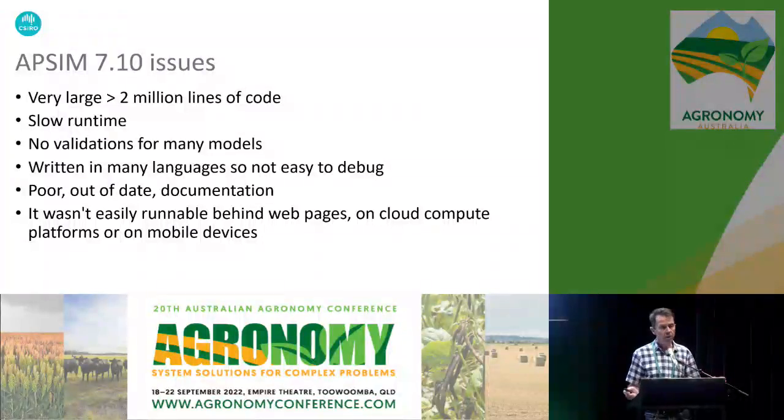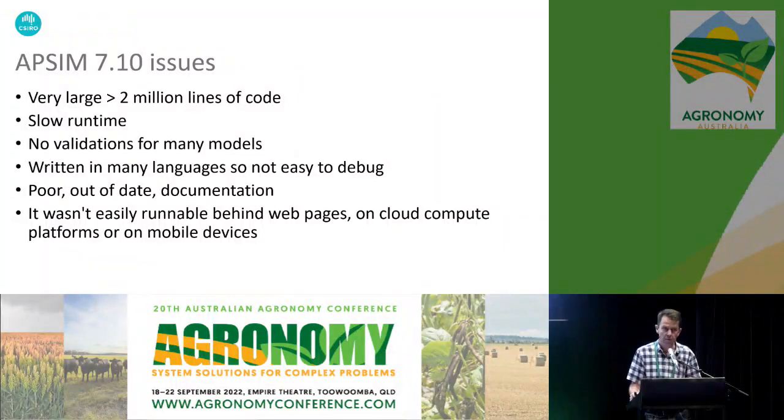But having said all of that, the old APSIM 710 does have its issues. If you've used 710, you probably know about most of these. Internally, it's a very large source code base. There's over 2 million lines of code, which is just a maintenance burden. It's very hard to get funding these days to actually maintain and keep the wheels turning. It is slow. If you've ever used it, you know that.